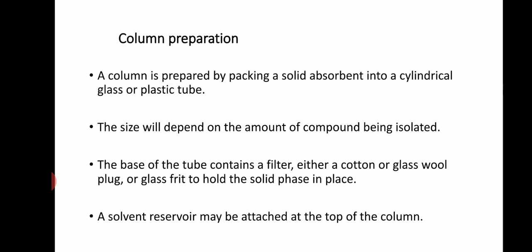Column separation. In column separation, a column is prepared by packing a solid adsorbent into a cylindrical glass or plastic tube. The size will depend on the amount of compound being isolated. The base of the tube contains a filter, either a cotton or glass wool plug or glass frit, to hold the solid phase in place. A solvent reservoir may be attached at the top of the column.